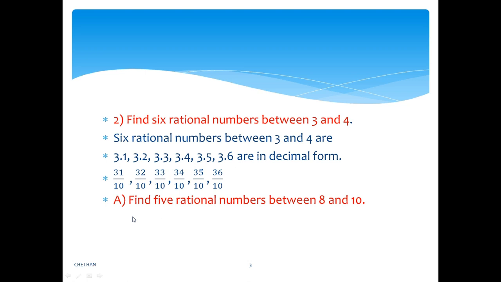Take the next one. In the same way you have to find 5 rational numbers between 8 and 10. You can write any 5 rational numbers between 8 and 10. And take one more question: find 6 rational numbers between 17 and 20. You have to do these two problems on the basis of what we have done for 3 and 4. What we did for 3 and 4, you have to do for 8 and 10 and also for 17 and 20. Can you do this? Yes. We will move on to the next question.